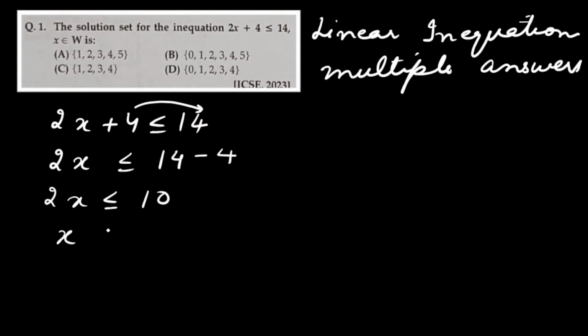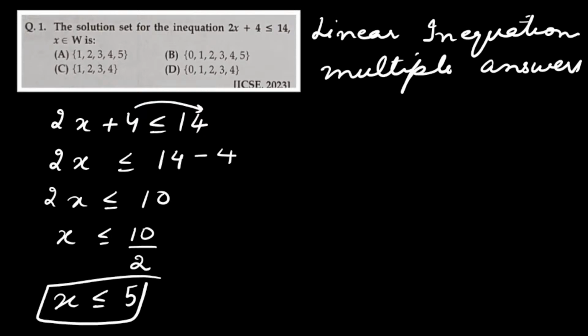Now 2 we will shift to the other side. It is getting multiplied on this side, so when we shift it to the other side, it will get divided. So we get our solution: x less than or equal to 5. Now this is the answer, but solution set means, here you can see one thing in the question. It says x belongs to. See, this is the symbol of belongs to.